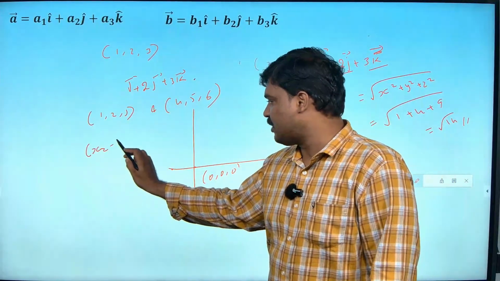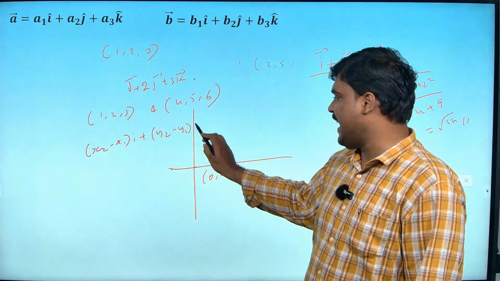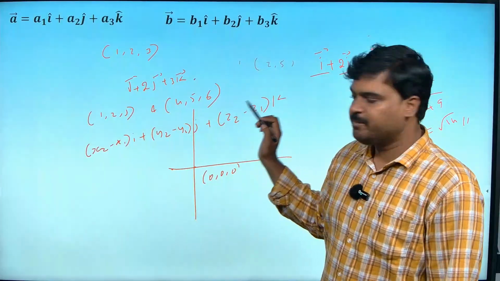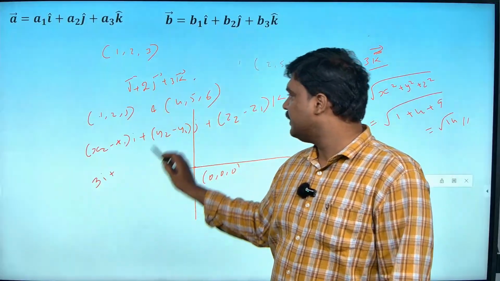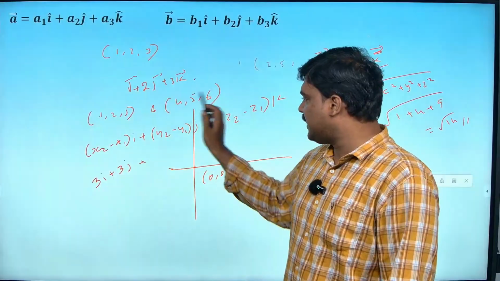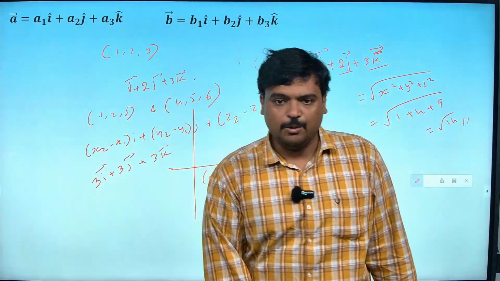x2 minus x1 i plus y2 minus y1 j plus z2 minus z1 k. புரியுதா? 4 minus 1 எவ்வளோ? 3, 3i. 4 minus 2, 5 minus 2 எவ்வளோ? 3j. 6 minus 3 எவ்வளோ? 3k. புரிஞ்சுதா? அப்போ how to form the vector guys?